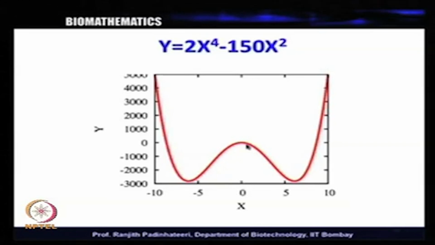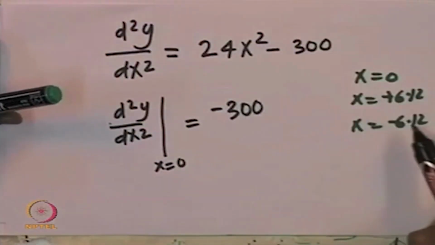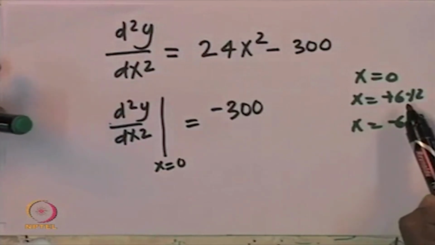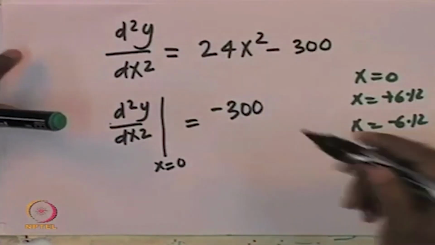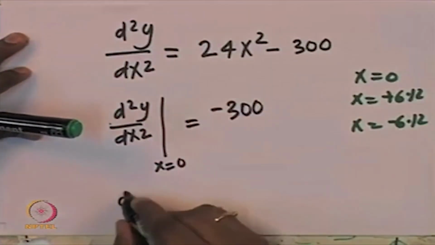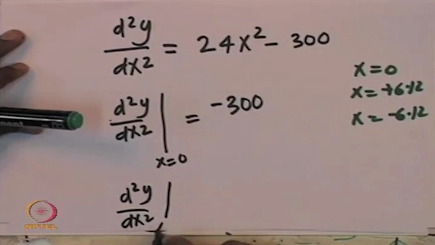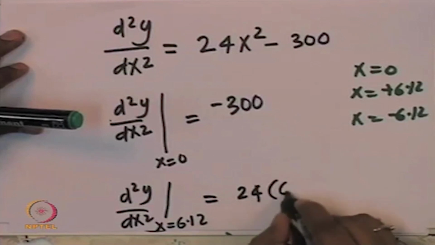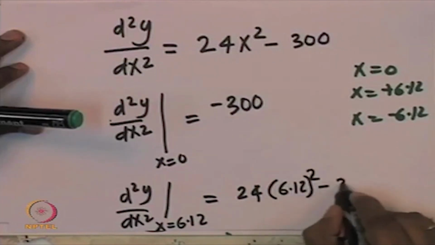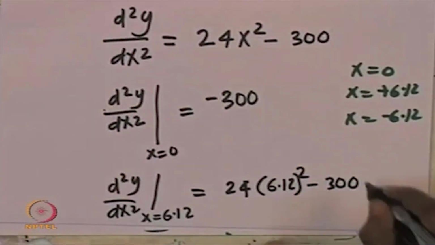Now, let us look back at the second derivative. Let us evaluate this at x equal to 6.12. So, x is 6.12 and x square is 37.5 as we learned. Now we calculate the second derivative at x equal to 6.12. We will have 24 into 6.12 whole square minus 300. If you evaluate this, do it yourself, you will find that this is greater than 0.